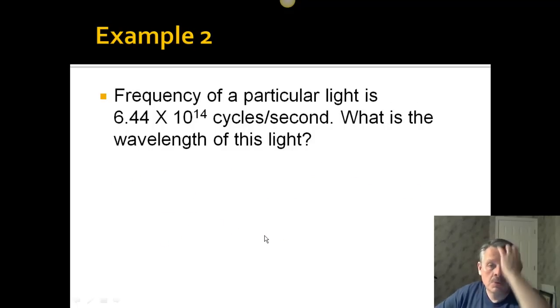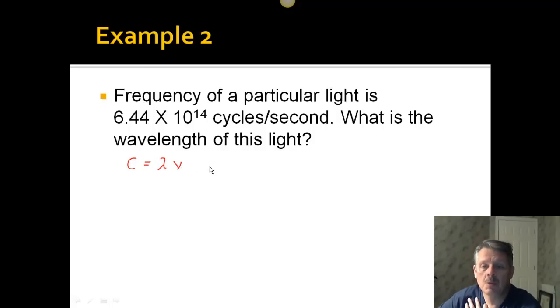All right. Frequency of a particular light is 6.44 times 10 to the 14th cycles per second. What's the wavelength? Well, again, we have the speed of light is equal to the wavelength times the frequency, and I want to come up with the wavelength. So the wavelength is going to be equal to the speed of light divided by the frequency. So my wavelength is going to be the speed of light, which is 3 times 10 to the 8th meters per second, divided by 6.44 times 10 to the 14th cycles per second.